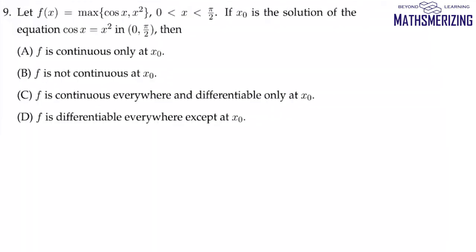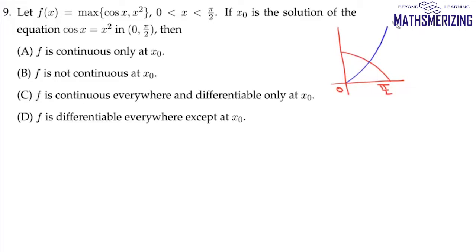Now question number 9 is, f(x) is the maximum of cos x and x square when x lies between 0 to pi by 2. If x0 is the solution of the equation cos x equals x square, then which of the following is correct? So we'll draw the graph of cos x and x square when x lies between 0 and pi by 2. So between 0 to pi by 2, cos x is a decreasing function and x square is an increasing function.